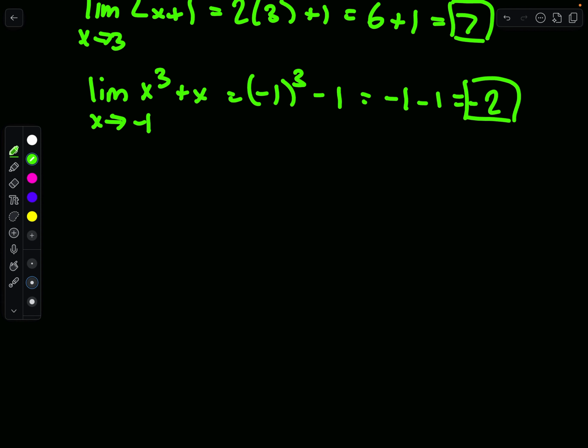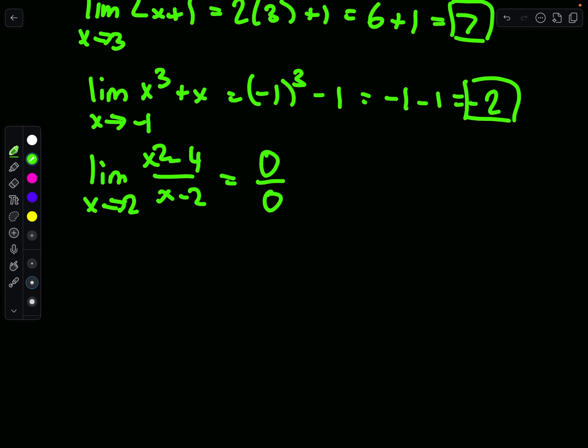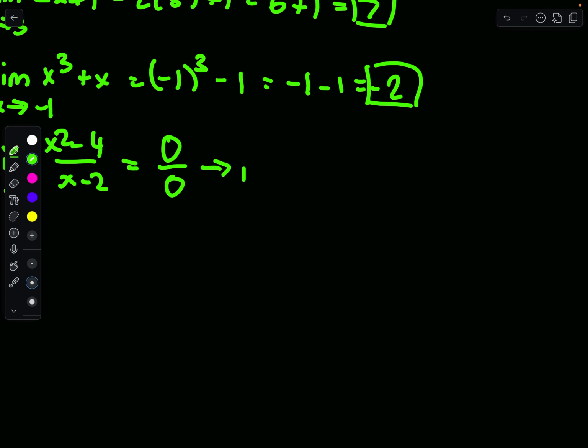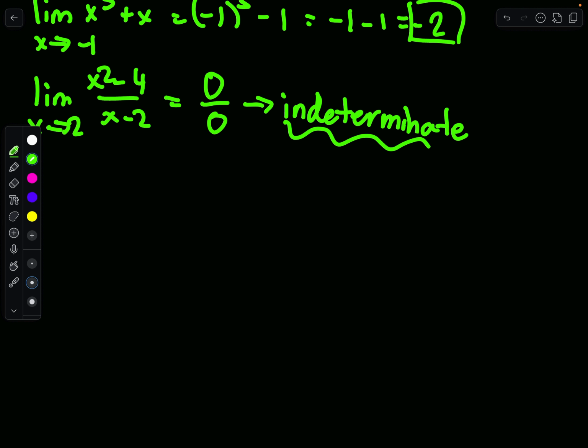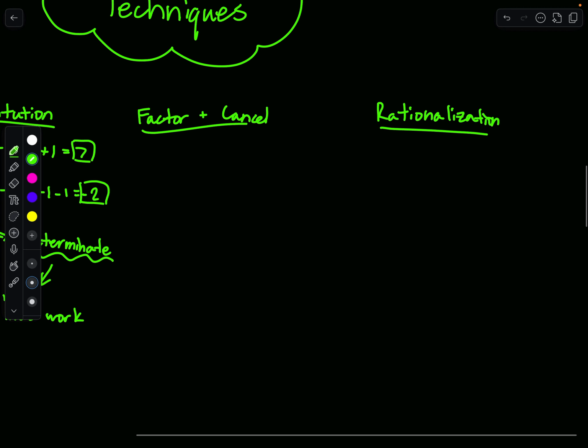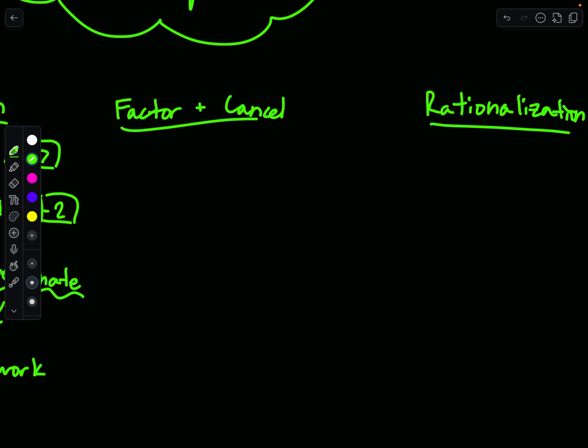So an example of where this wouldn't work is the limit as x goes to 2 of x squared minus 4 over x minus 2. Here you get 0 over 0. This is called an indeterminate form. When you have an indeterminate form, you need more work. So that is where our other methods, factoring and canceling, and rationalization, come in.